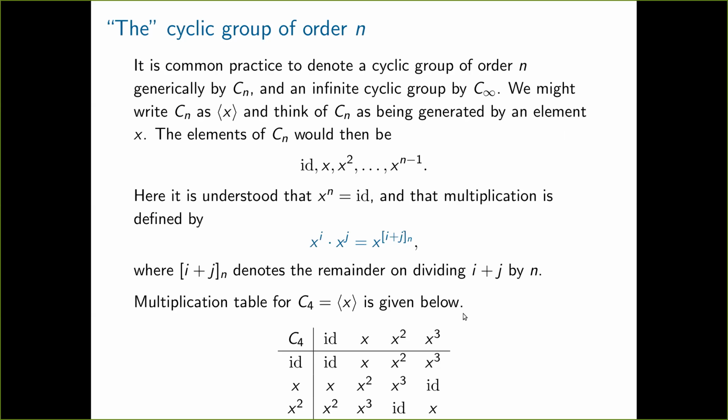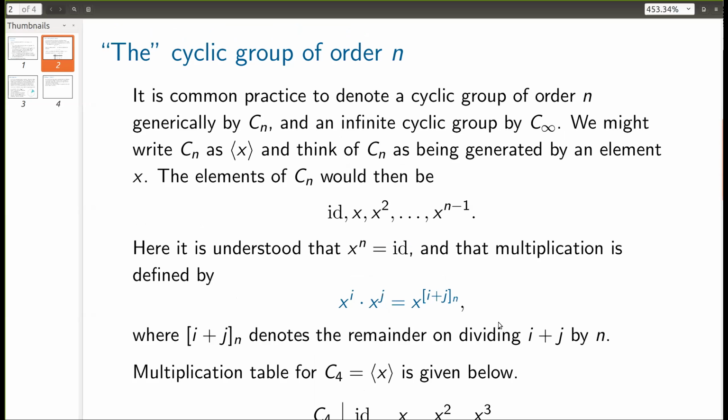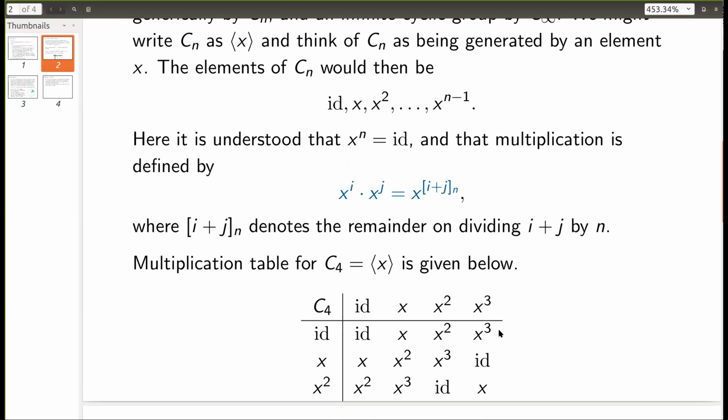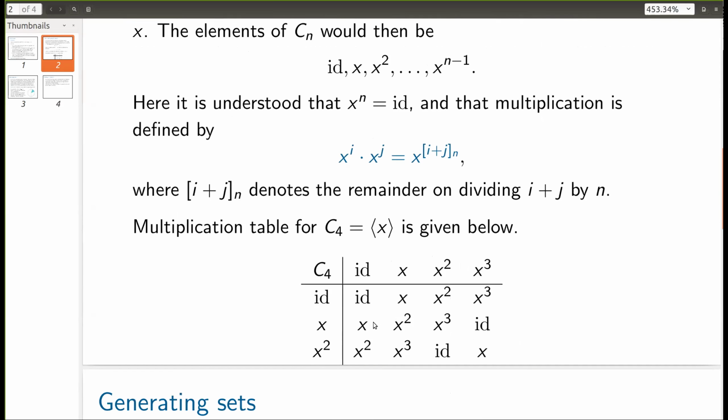It would look like this. It's missing a row, sorry for that, but I'll correct it in the slides that are posted. It's got an identity element, x, x squared, x cubed. X to the 4th is the identity. So if you want to multiply x squared by x cubed, for example, you get x to the 5th. X to the 4th is the identity, so that's the same as x. And this is how its multiplication table looks.